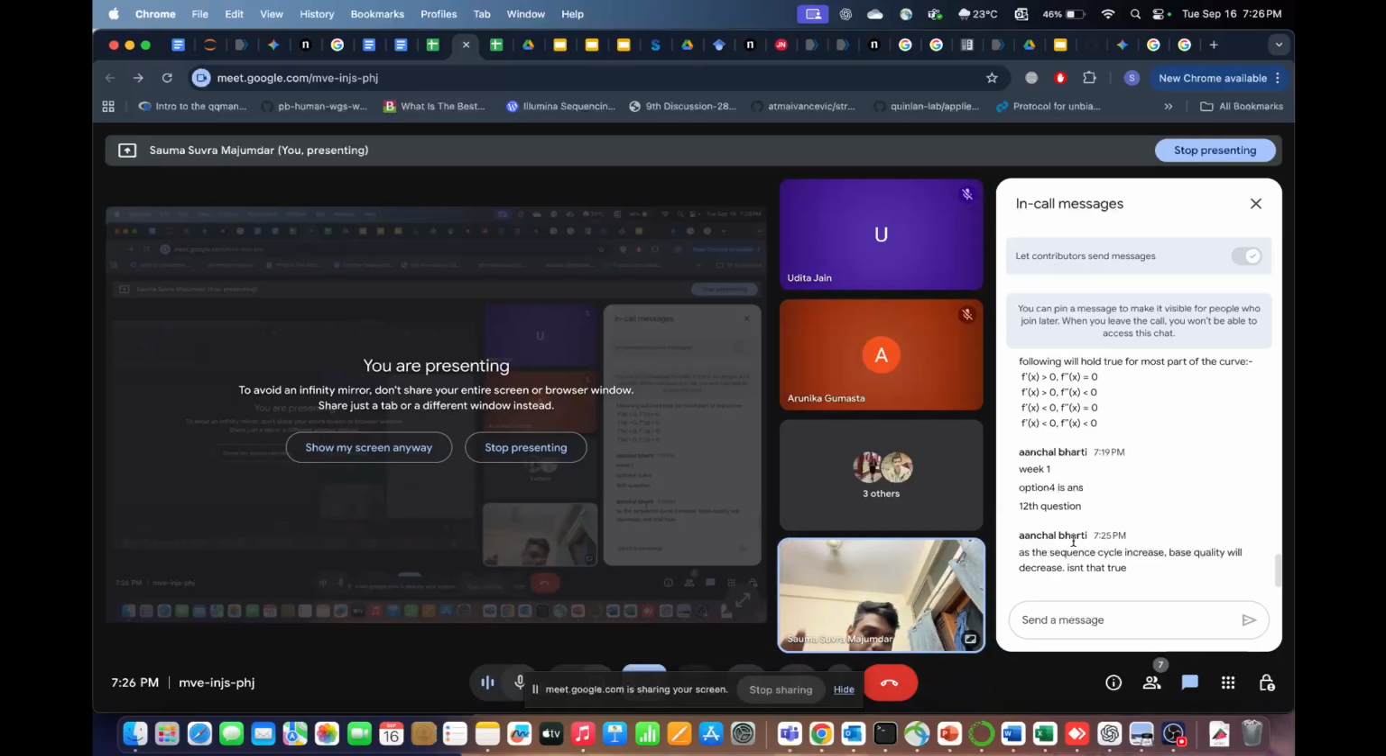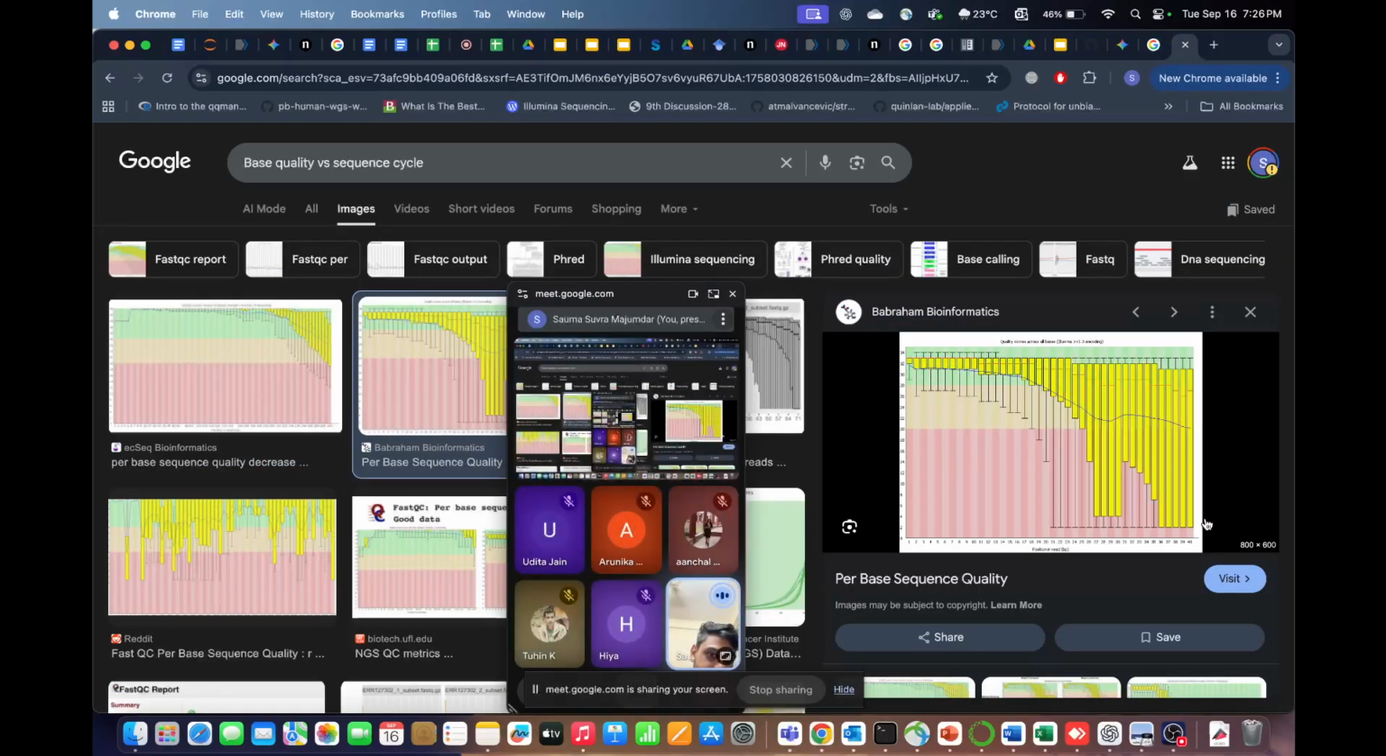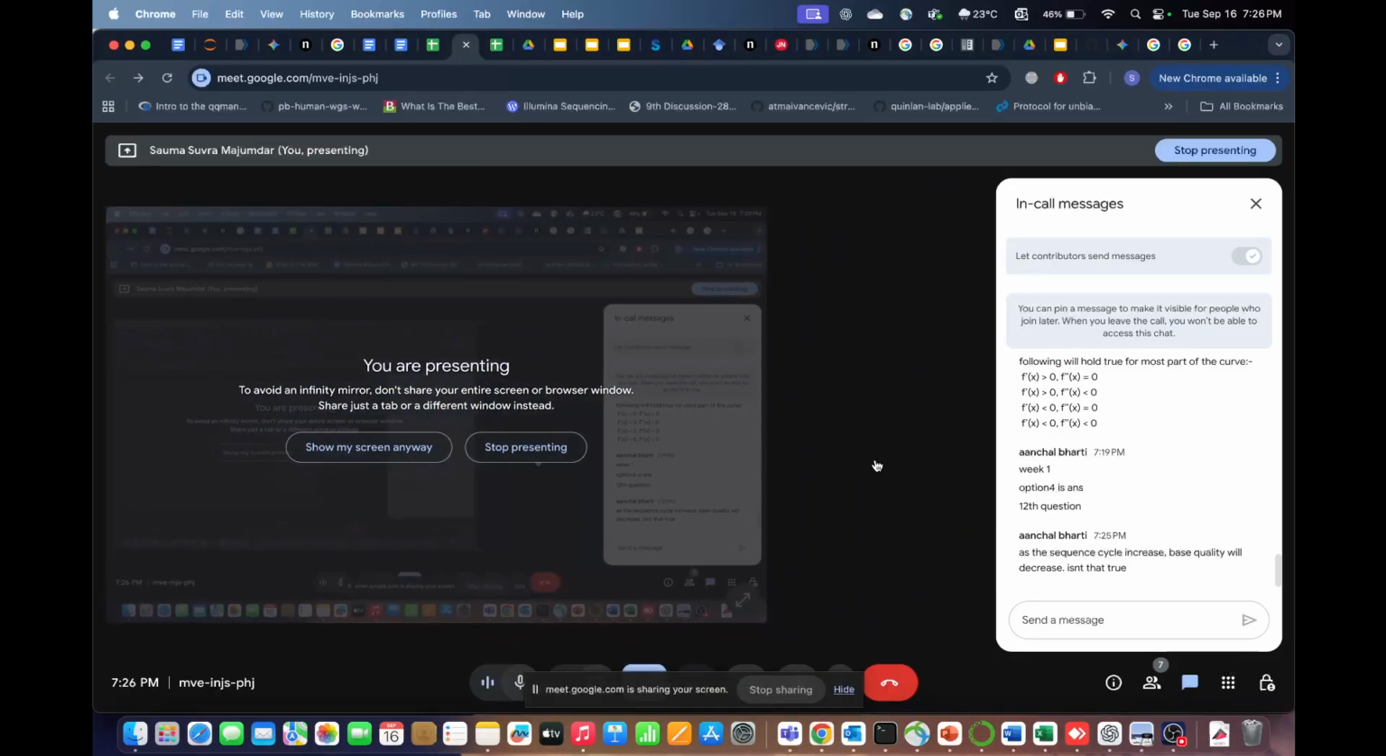So if your y-axis is your base quality and your x-axis is your sequence cycle, at the first few sequence cycles you have very high base quality, and then with the sequence cycle increasing, the base quality goes down, goes down, goes down. So it becomes a decreasing concave curve, right? This curve will have negative first derivative and negative second derivative as well. I think this can be correct.